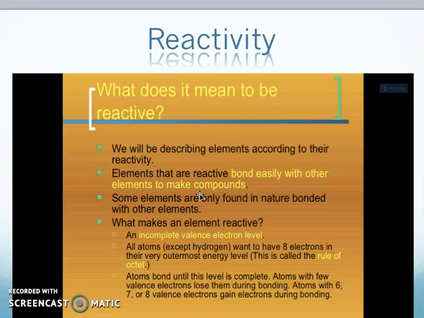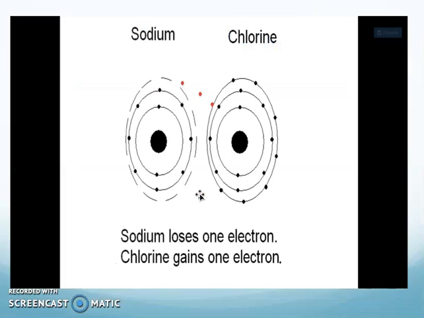So it says that for an incomplete valence electron level, all atoms except hydrogen want to have 8 electrons in their very outermost energy level, and this is called the rule of octet that I have already explained. Atoms bond until this level is complete. Atoms with few valence electrons lose them during bonding. Atoms with 6, 7 or 8 valence electrons gain electrons during bonding. So this is the need of reactivity, and this is how elements are said to be more or less reactive.